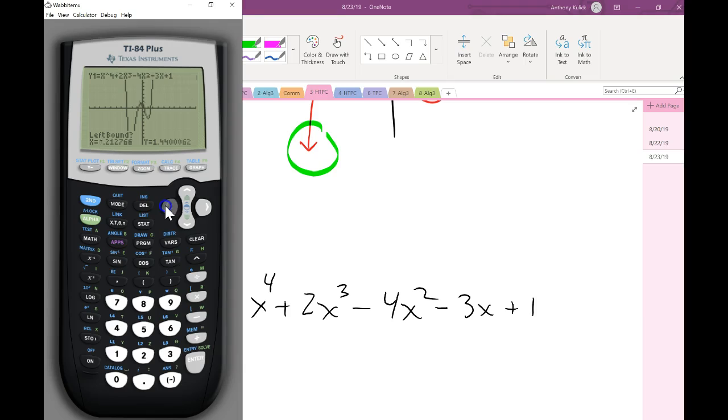Right now I see my cursor flashing right there. I'm just going to use the left arrow to move my cursor until I can see that it's on the other side of that minimum. So I am now left of it. I'll press enter. It has changed its question now. It wants a right bound. So I'm just going to move my cursor somewhere where it's on the right side of that minimum. So now I'm right of that minimum. I'll press enter. And then it asks for a guess.